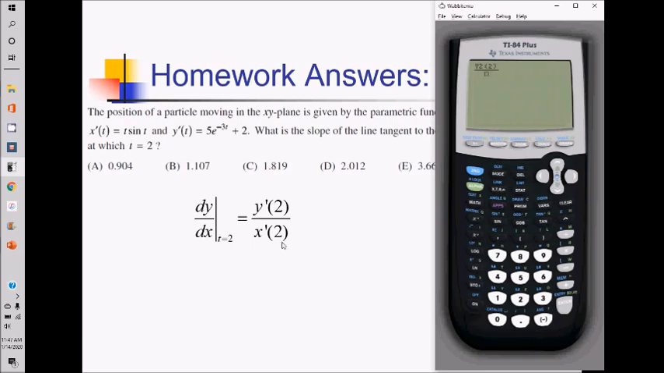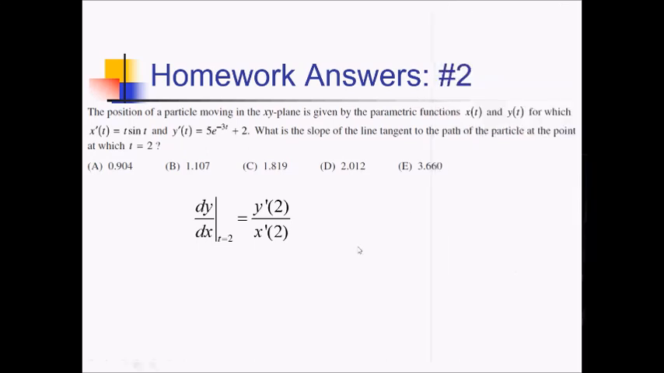To get x prime of 2, I'm going to do alpha trace, and then I need y1. So let's see here. Alpha trace, there we go, y1. Put a 2 in there, and just press enter and watch the fun. There we go, about 1.107, that rounds off to, and that's going to be choice B.